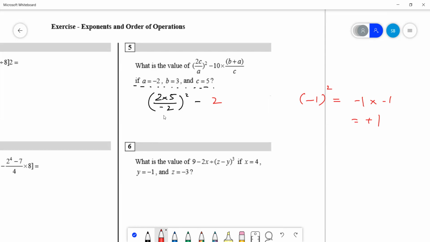So 2 times 5 is 10. 10 divided by -2 will be how much? -5. So -5 whole squared is how much? So isn't that 25 minus 2? Yes. So how much is this? 23. Correct. So that is the answer.